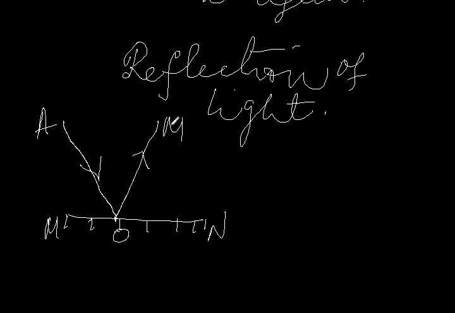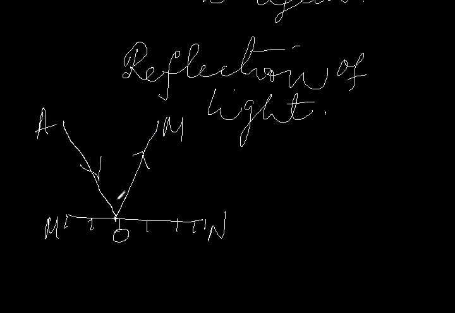So OM is the reflected ray. So this phenomenon is called reflection of light. Now, what is reflection of light? Traveling through a medium, if a ray of light is incident on the surface of a second medium, then after being obstructed, the ray is returned back to the first medium again. The phenomenon is called reflection of light.